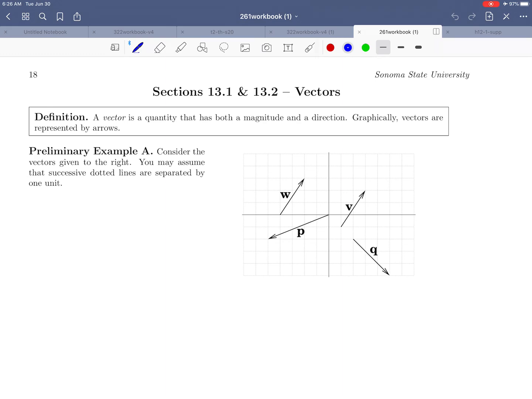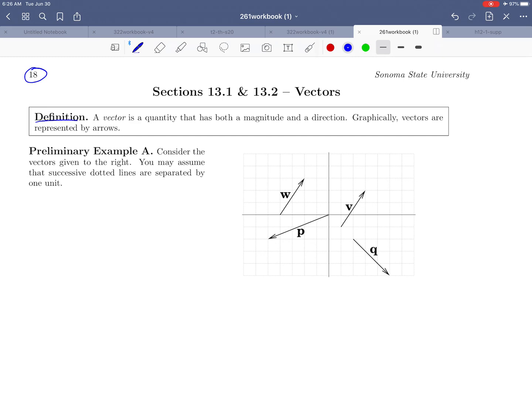We are looking at page 18 in the workbook, and this chapter is about vectors, a very important tool that we'll be using a lot throughout the semester. In this section we're going to be just talking about the basic definition of vectors, some of the things we can do with them, and what they really are.